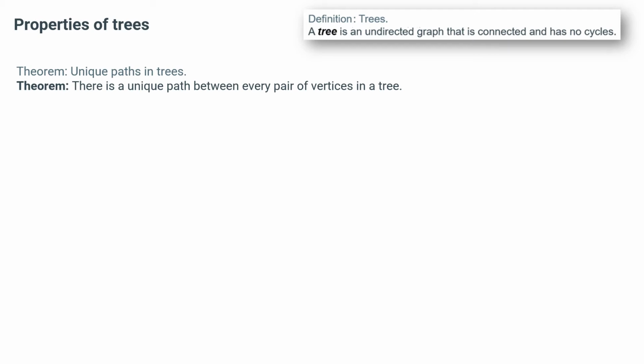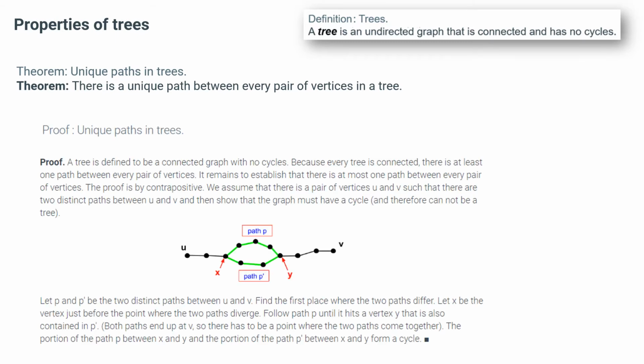In this section, we're going to talk about some properties of trees. And the first thing we're going to talk about is this theorem that I think we mentioned a little bit earlier, and that is this theorem that says there is a unique path between every pair of vertices in a tree.